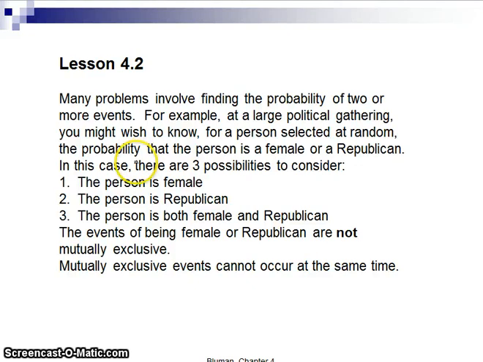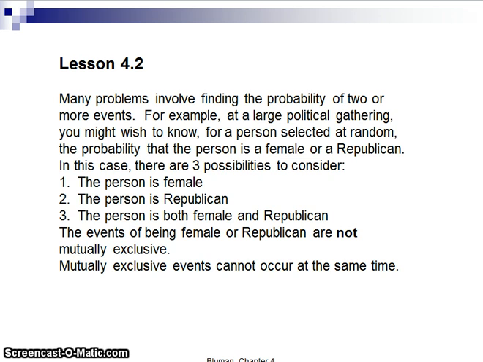The lesson today is sections 4.2 and 4.3 in your textbook, and this deals with the addition and multiplication rules for probability. In lesson 4.2, we look at where we have many problems involving finding the probability of two or more events. We've already focused on finding the probability of an event, but now we're going to be combining some.